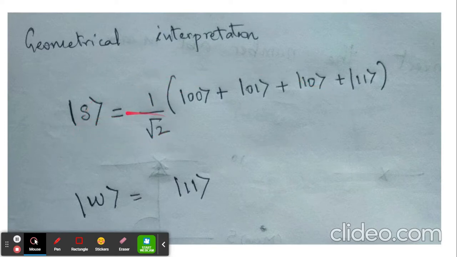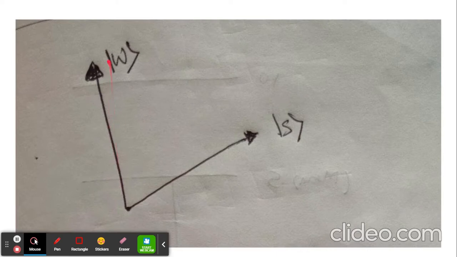So again, we'll take the same example where S is the equal superposition state of 2 qubits and W is the 1 1 state, and this is how we can draw it. If we take the winning state W as the y-axis, and S, this will be S.